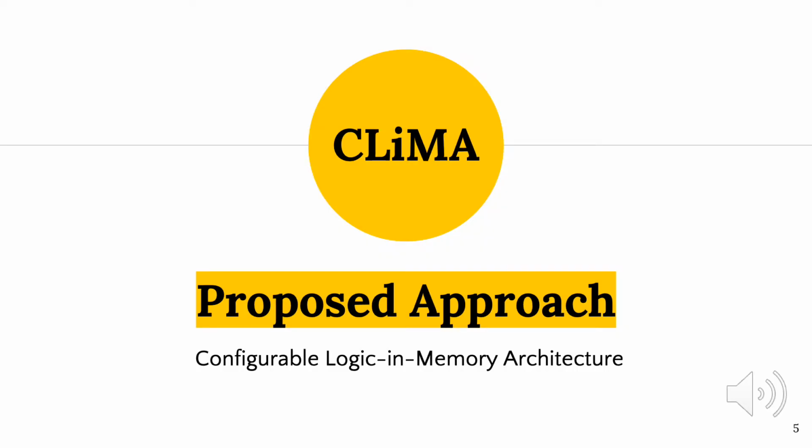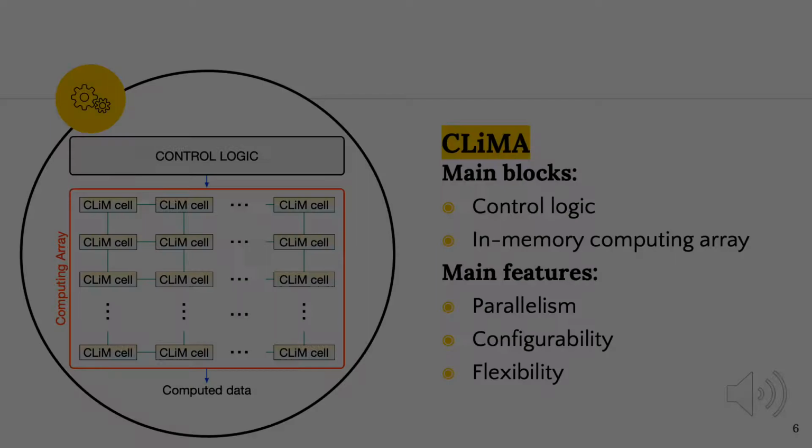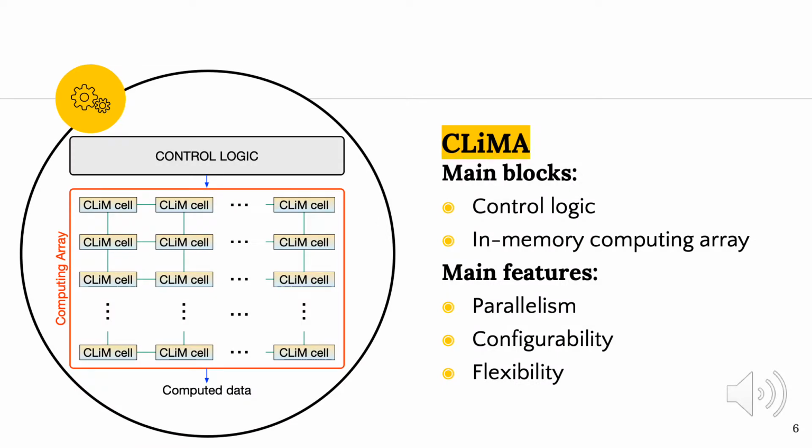My approach to in-memory computing is CLIMA, which stands for Configurable Logic in-Memory Architecture. CLIMA is composed of a computing core, which is an in-memory array composed of different cells interconnected together and working in parallel. Its main features are parallelism, configurability, and flexibility.